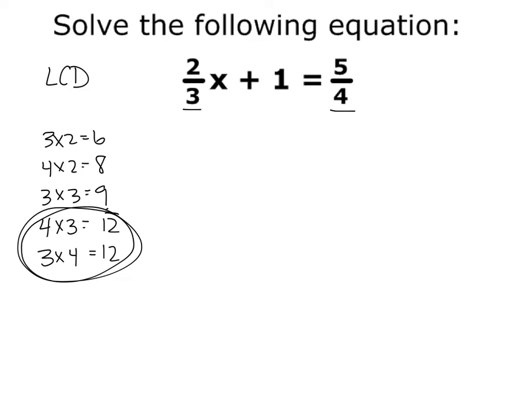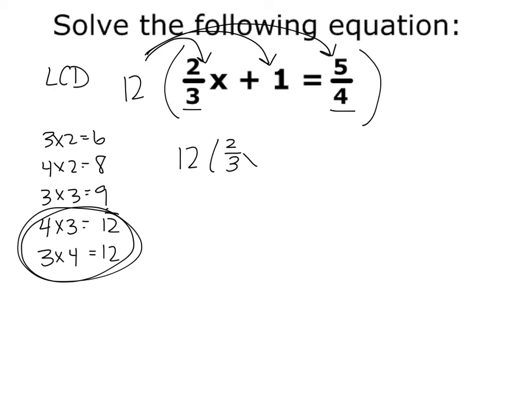So what you're actually going to do is multiply the entire equation by 12. What this is going to look like is a distributive property: 12 times 2/3 x, 12 times 1, and 12 times 5/4. So we have 12 times 2/3 x plus 12 times 1 equals 12 times 5/4. The reason I wrote this all out is so that we can have a 12 for each individual component. So put these all over 1 where you need it.